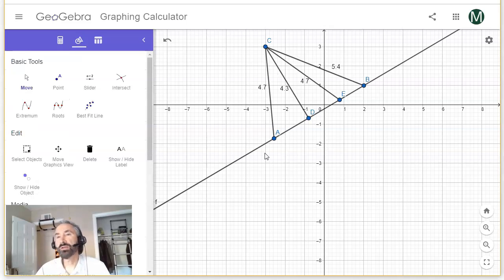So, hey folks, I got a question for you. In this video, we're going to talk about what it means to find the distance between a line and a point, or a point and a line.